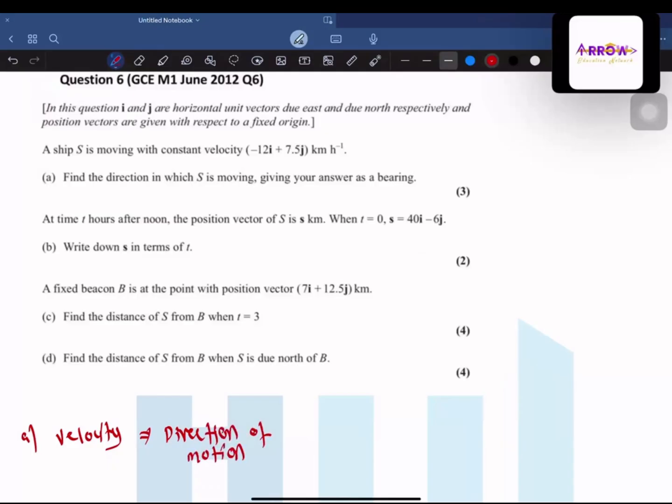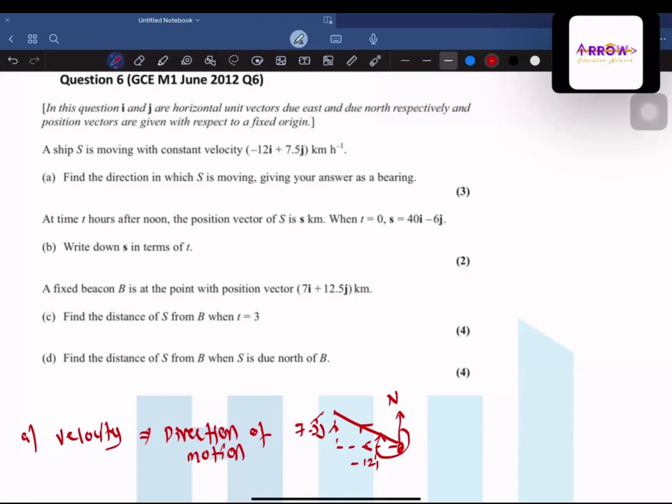The constant velocity vector is minus 12i plus 7.5j. So this is basically the starting point, let's say, and you are going 12 units towards the left, so minus 12i, and you are going 7.5j upwards. This is the velocity vector, and we need to find the bearing. So we make a north at the starting point, and the bearing is measured in the clockwise direction. So we need to find this reflex angle, which is obviously more than 270 degrees.